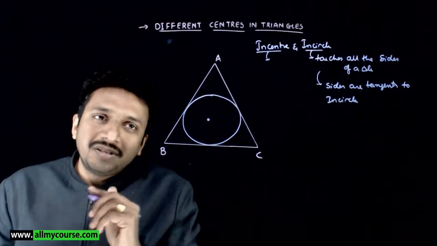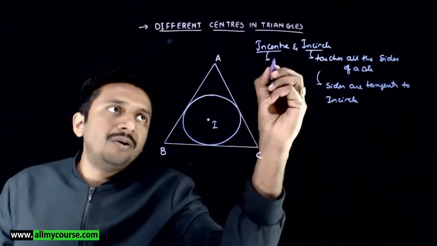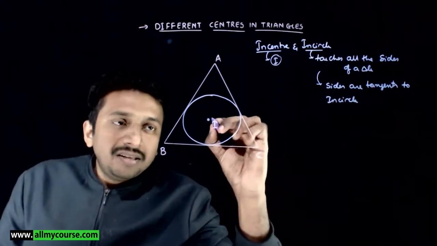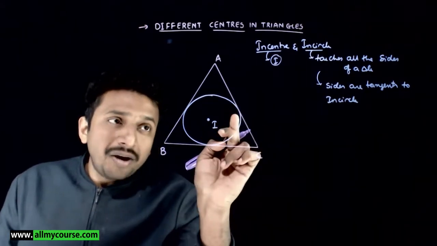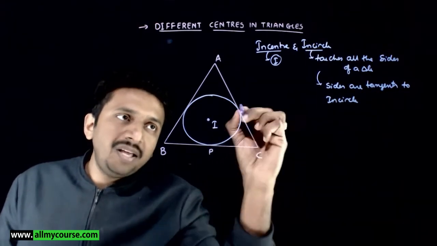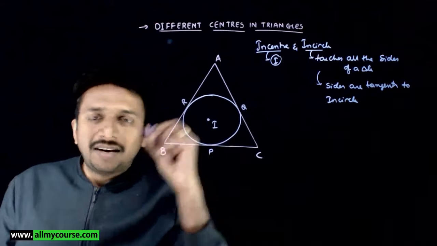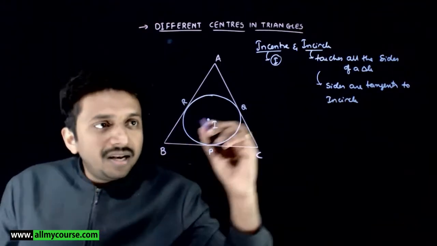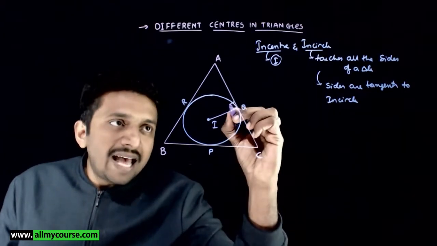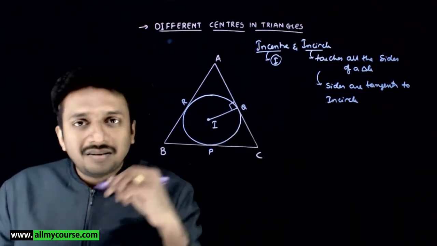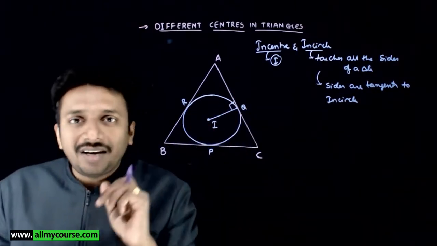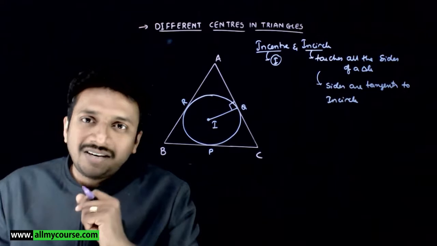Now, what are the properties of this incenter? This incenter is usually denoted by I. As you can see, let the points where the incircle touches the three sides be P, Q and R. Let these be the points of contact. Now, if I join IQ, do you see that this angle has to be 90 degrees? Why? Because the angle between the tangent and the radius at the point of contact is 90 degrees.